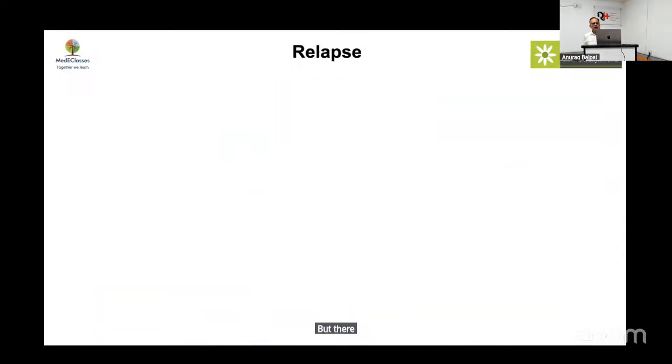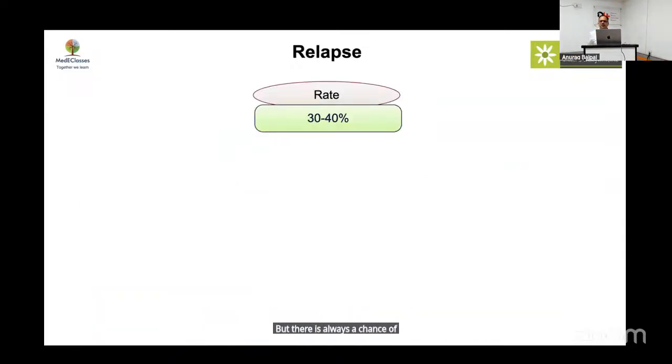But there is always a chance of relapse. Typically, 30% of them will relapse. So we typically say one third will remit, and out of the remaining, you may also have a recurrence in one third.